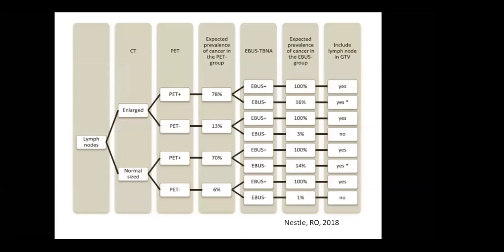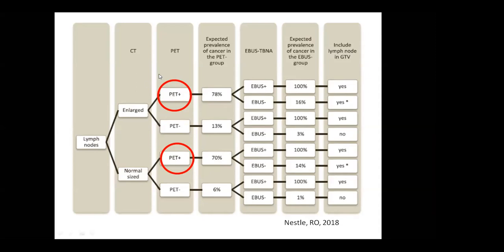In the Western countries, what they have suggested is that if you add an EBUS to a PET, you will increase the negative predictive value. But they also suggest that, irrespective of whether you have an enlarged node or a normal size node on the CT scan, if the node is PET positive, the chances of the node having disease are to the tune of 70 to 75%. So you will include these lymph nodes in your target volumes irrespective of whether they are EBUS negative or positive. Now, this is Western data. For your setup, you have to discuss with the radiologist whether these nodes are inflammatory or not.